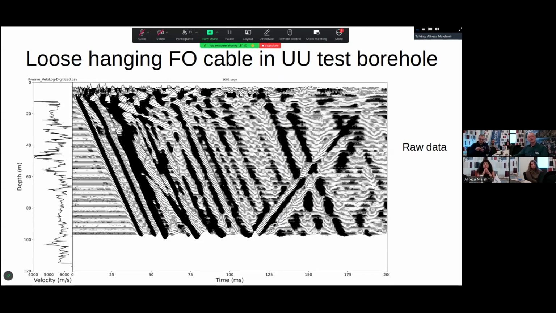So this is what we got with our blue cable. And now we have depth increasing in the vertical direction, and we have time increasing in the horizontal direction. And here's a velocity log from this borehole. The borehole goes down to about 120 meters, but the cable only went down to about 100 meters. And when I first saw this, I thought, wow, look at this first arrival, beautiful.